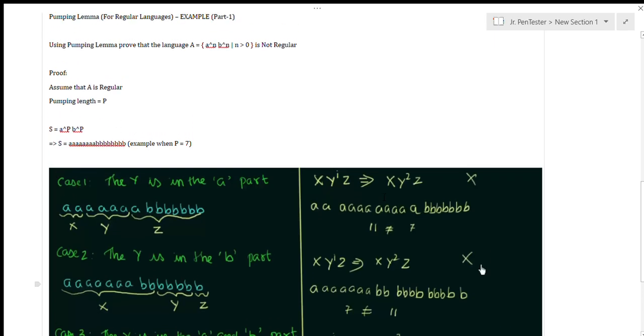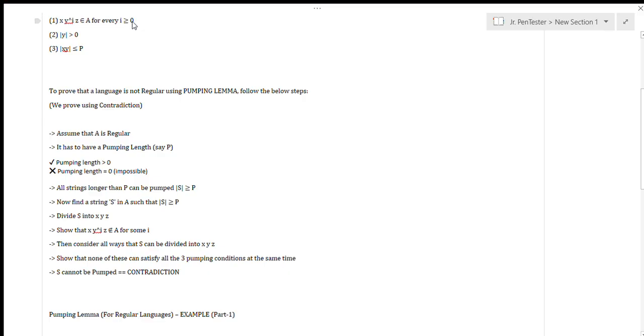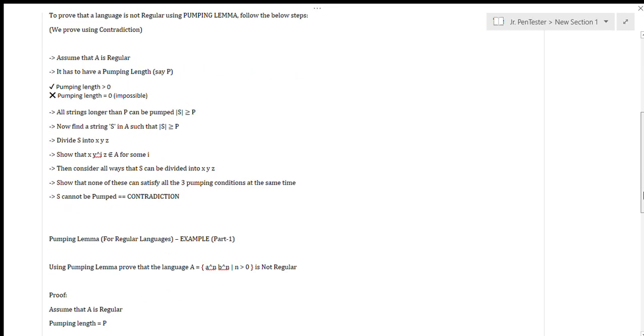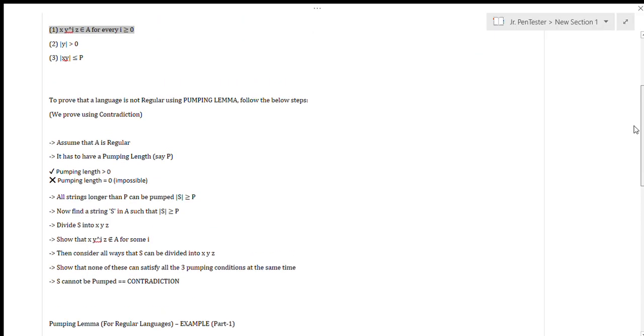Now our language is A to the power n, B to the power n, so we need to have an equal number of A's and B's. So this resulting string is not part of the language A, so it fails the condition. Our first case has failed. Now checking case number 2, where Y was in the B part. Again, it's the same thing. When we apply Y to the power 2 on the B side, we see that again the number of A's does not equal the number of B's. So this case also fails the first condition.